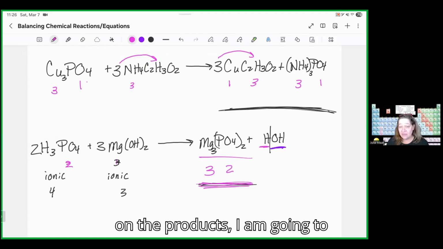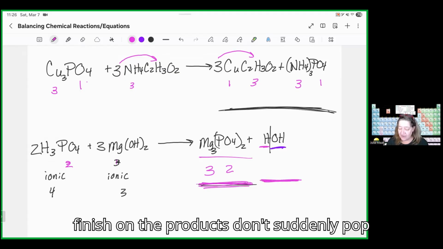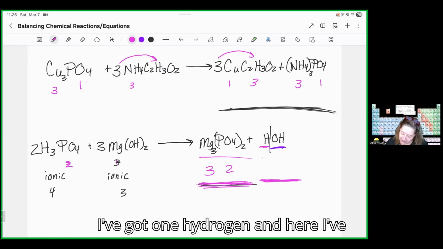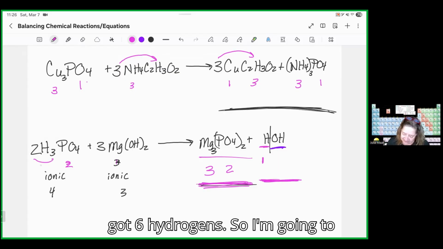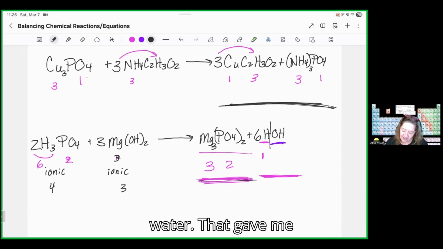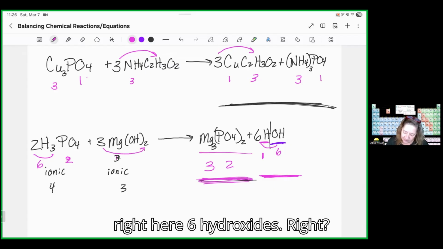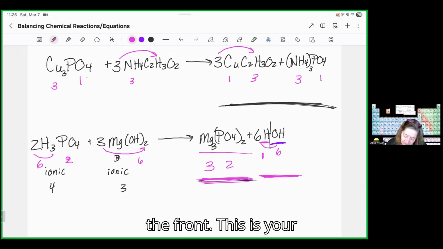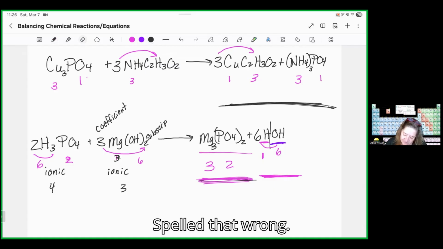Since I started on the products, I am going to finish on the products. Don't suddenly pop over to the reactants, okay? So here I've got 1 hydrogen, and here I've got 6 hydrogens. So I'm going to put a 6 in front of the water. That gave me 6 hydroxides, and I have right here 6 hydroxides, right? We multiply the coefficient in the front, this is your coefficient, by the subscript in the back. Oh, spelled that wrong.